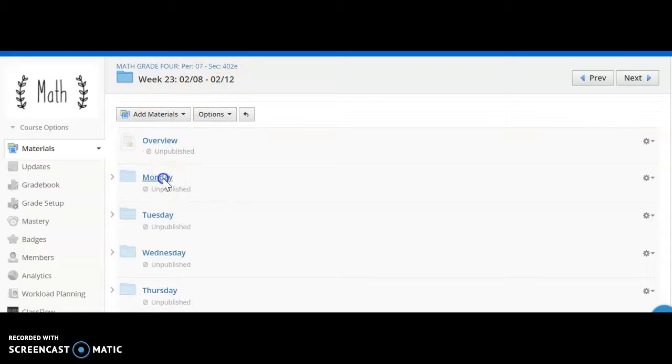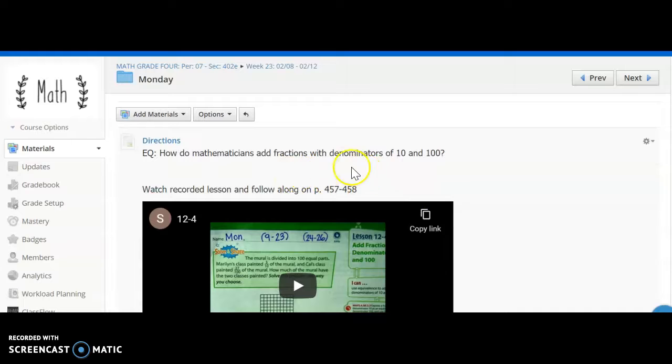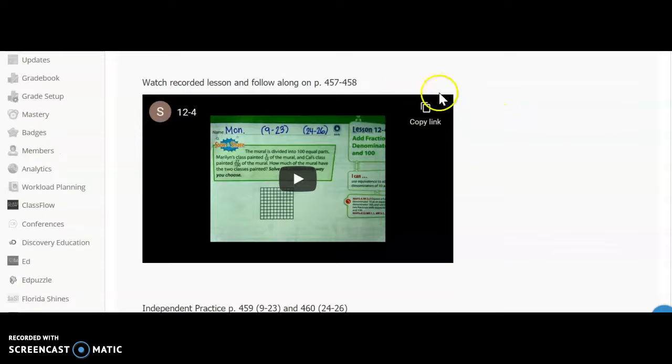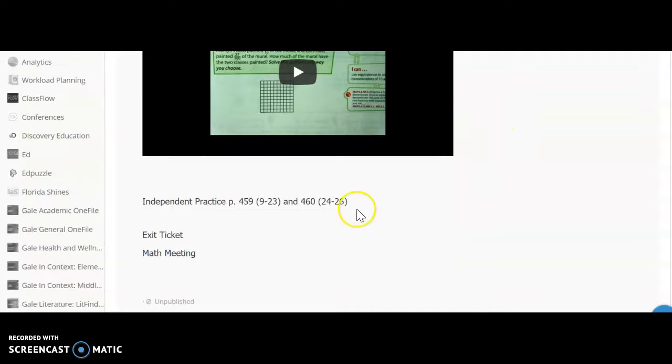So if we look at Monday's folder, we can see that we are going to continue our work in topic 12. So we are working on lessons 12.4 and 12.5 this week. You'll need volume 2 in your math book so that you can follow along. And today we're going to work on adding fractions with the denominators of 10 and 100. So again, you're going to follow along on pages 457 to 458.